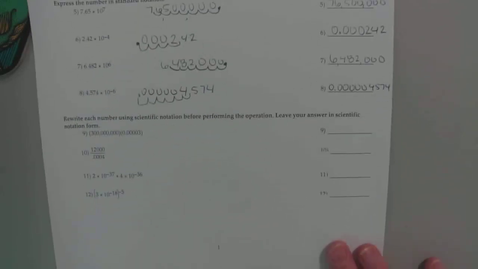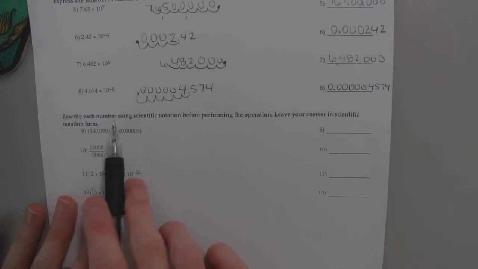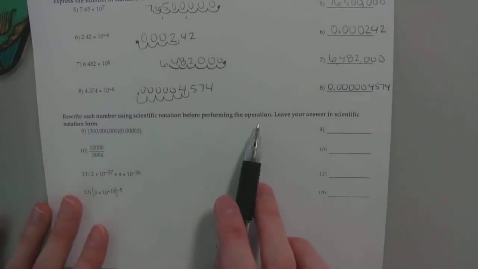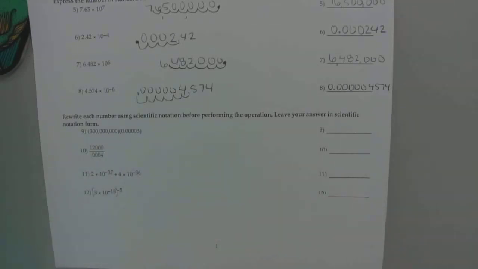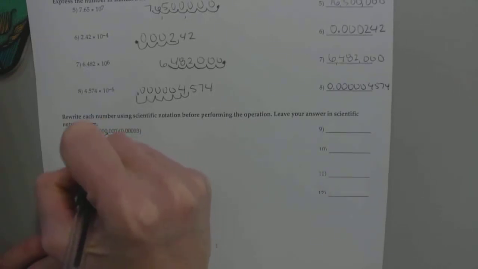All right. So what I want you to do is on numbers 9 through 12, just making sure we can do operations with it. And this is where I want to show you on your calculator. We can write it in scientific notation, but we also can type it in scientific notation. And I want you to see what that kind of looks like. So before we do it, it says, rewrite each number using scientific notation before performing the operation. Leave your answer in scientific notation form, okay?